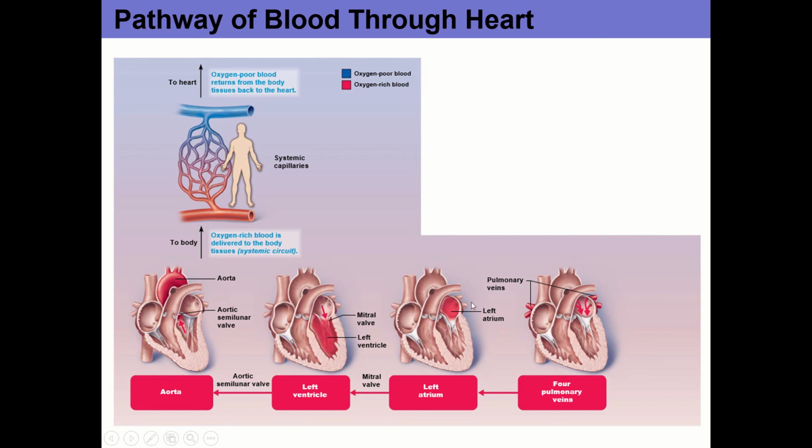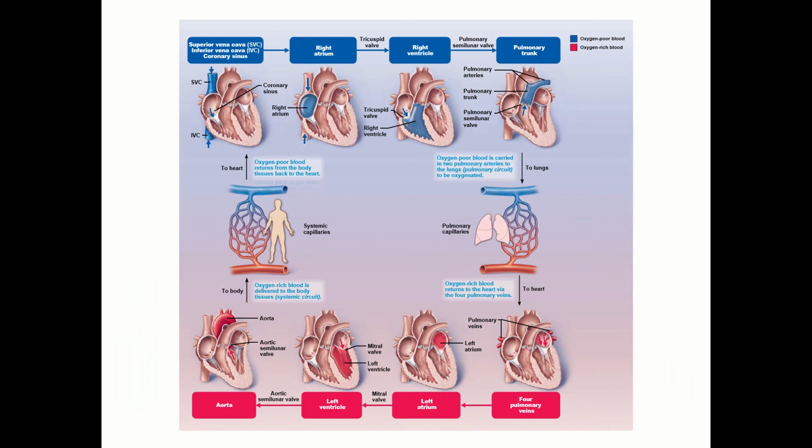It's going to contract. That's what we've got going on here. It's going to then push the blood through the mitral or bicuspid valve right there. Then the left ventricle is going to contract and eject blood through our aortic semilunar valve out into the aorta, which then sends the blood out to the rest of the body, and then it returns to start the whole cycle again back at the superior and inferior vena cava. So that's the pathway of blood flow through the heart.